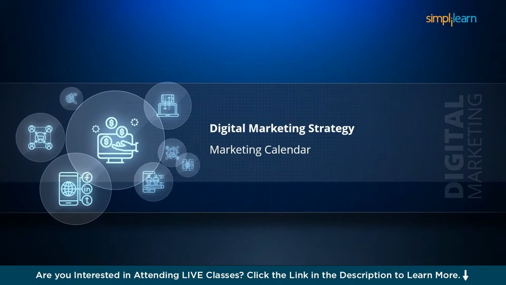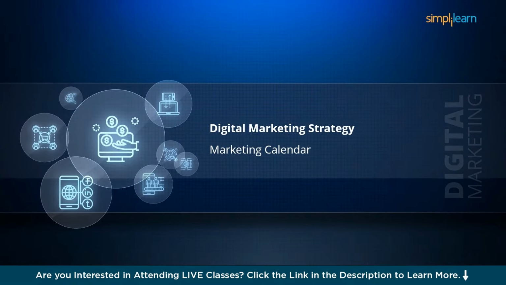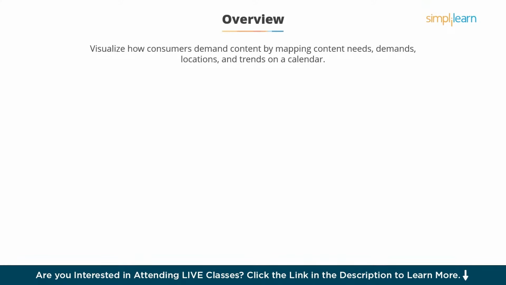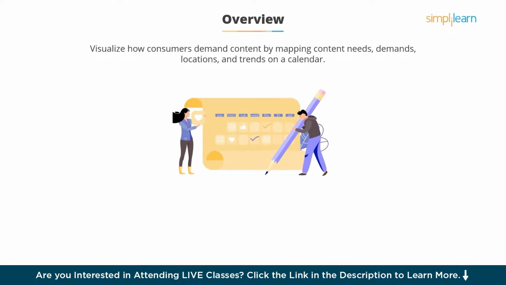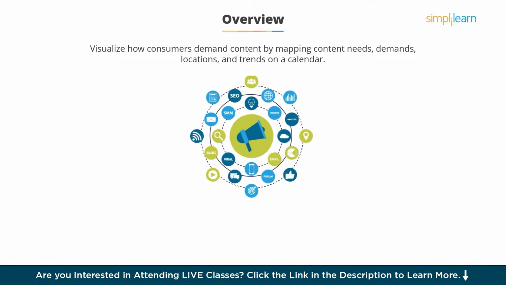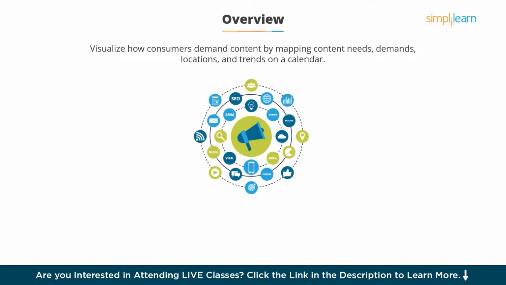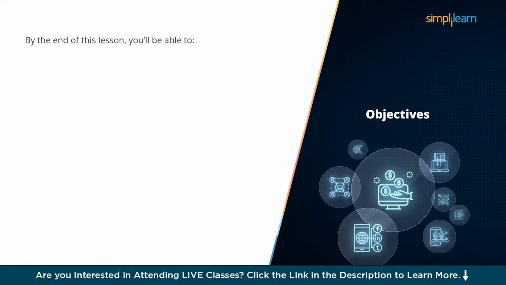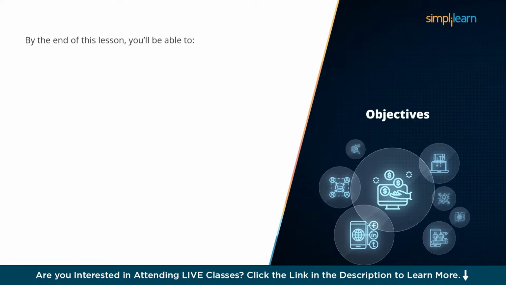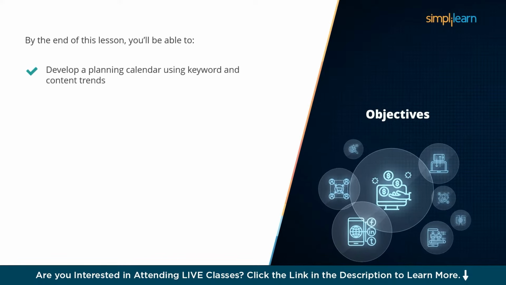Marketing calendar. By mapping content needs, demands, locations, trends, all on a calendar, we can visually see how consumers demand content. This activity enables us to plan more effective campaigns to reach customers with the information they want in the way they want it.